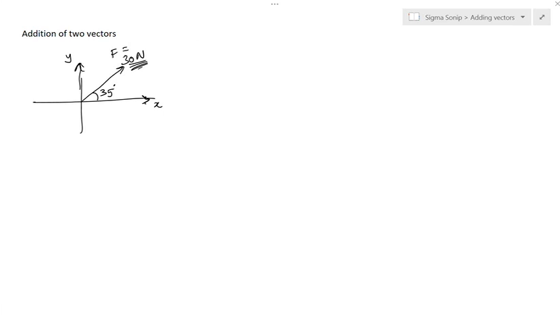The one along the x-axis, Fx, will be 30 times cos 35, which we can find using a calculator, and that's 24.57 Newton. And the other component, which is along the y-axis, will be Fy equals 30 sine 35, and we can again use the calculator to find its value, and this is 17.21 Newton.